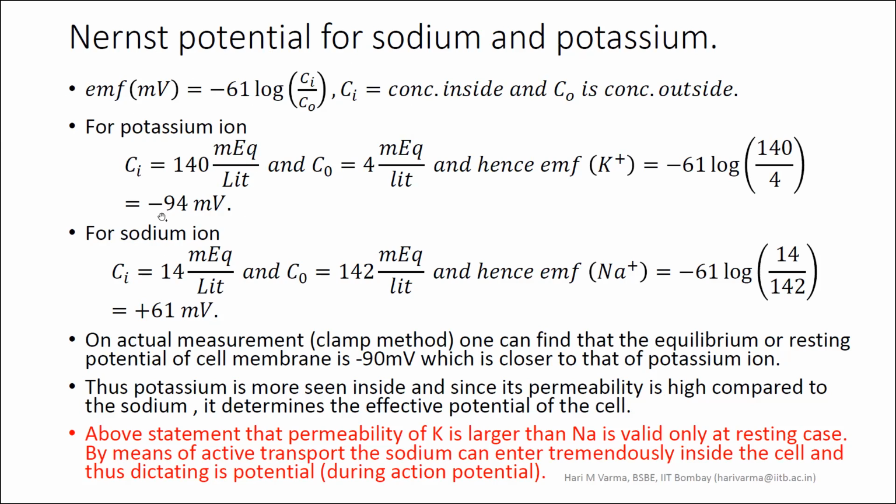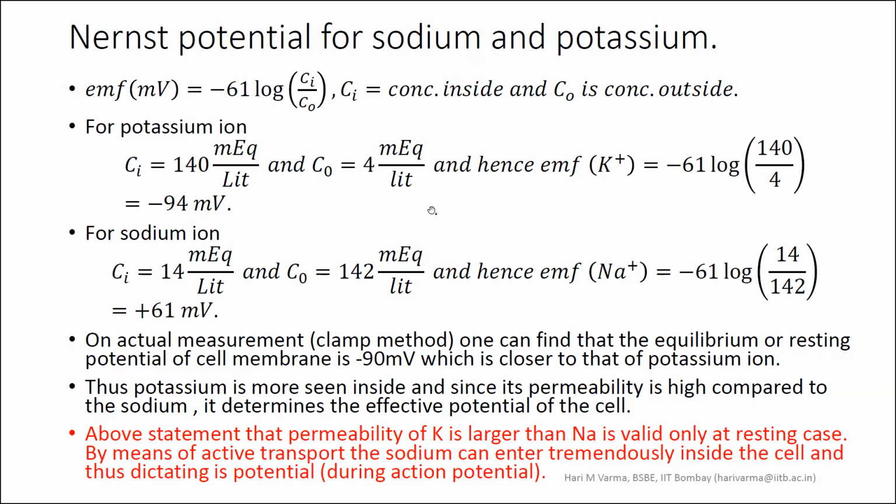Again, you have to read the sign depending on how I am measuring it: inside of the cell with respect to outside. Minus 94 indicates that inside the cell it is at a lower potential compared to outside, and plus 61 means the cell is at a higher potential compared to the outside region. But I have already told you that the cell potential is at minus 90 millivolt. So none of these two are actually telling the exact potential inside, the resting membrane potential or the equilibrium potential of the cell. But you can see that the potassium value is closer to the equilibrium value, because it is minus 94 millivolt and the actual one is minus 90 millivolt.